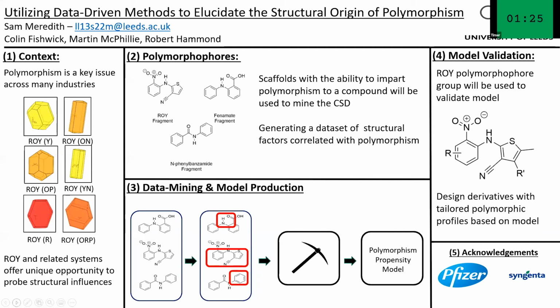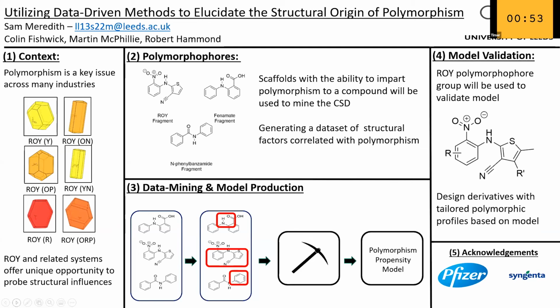We aim to use data mining techniques to generate a data set of the polymorphophores, and then use feature engineering techniques to identify the common structural features which are shared across this data set of polymorphophores to create a polymorphic feature set. This feature set will then be used to mine the rest of the CSD in order to ascertain correlations between the presence of the structural features and a compound displaying polymorphism.